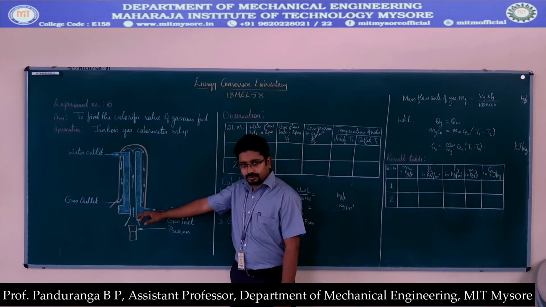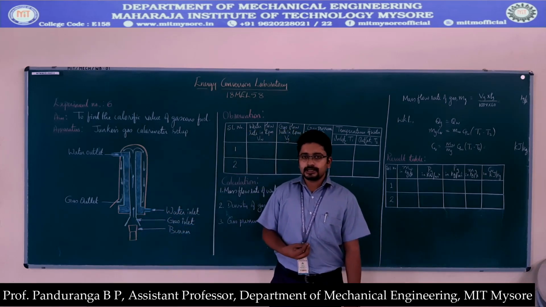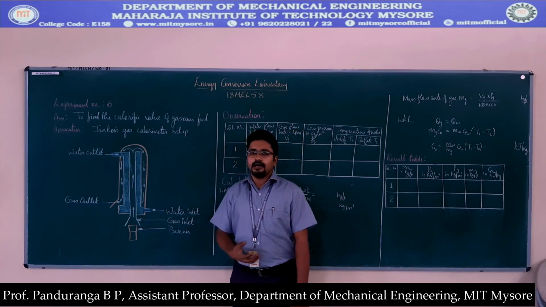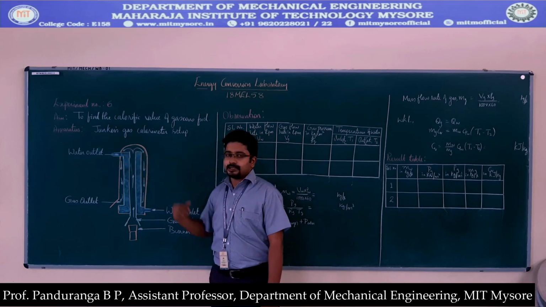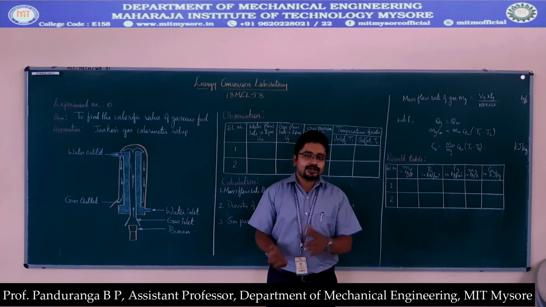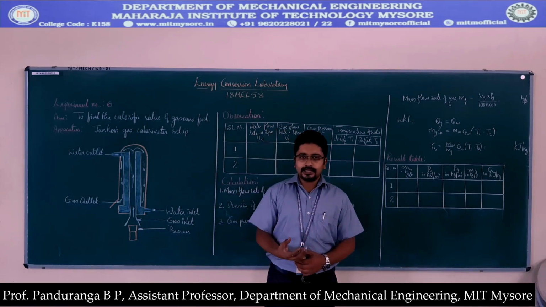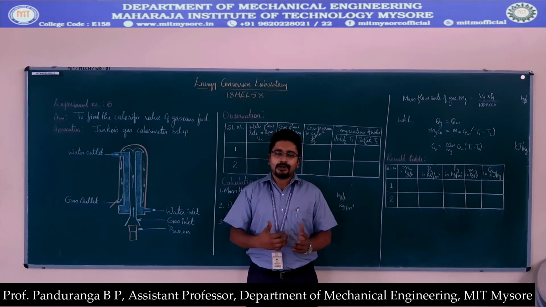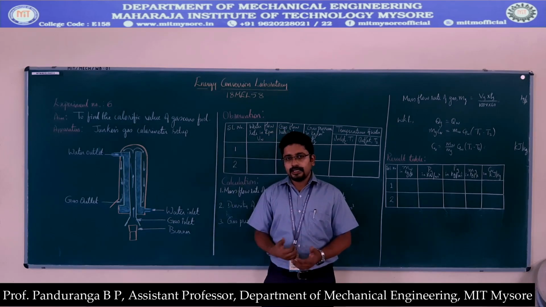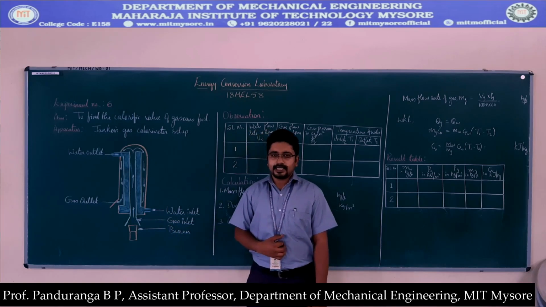So to measure the flow rate of water and gas, we have rotameters. With the help of rotameters, we will measure the flow rate of water and gas, and then with the help of the inlet and outlet temperature of water, we can find out the amount of energy absorbed by water, and that should be equal to the amount of energy released by the gas. Using the energy released by the gas as mass flow rate into calorific value, we can find out the calorific value of any gaseous fuel. So that is what we are going to do in this experiment.